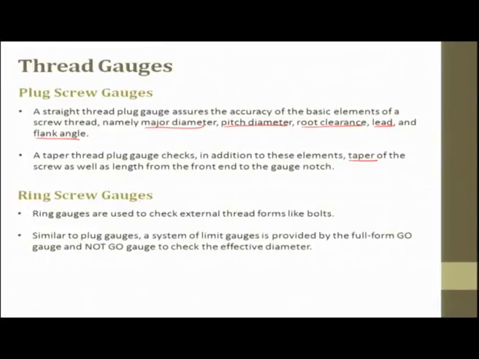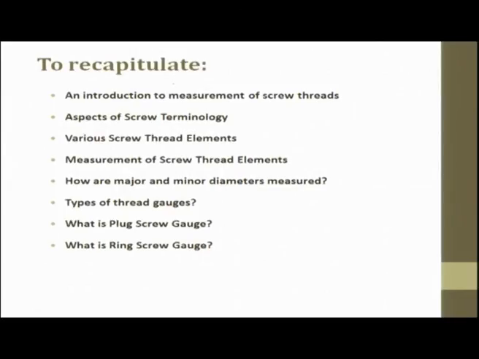The ring screw gauges are used to check the external thread form, like a bolt. Similar to the plug gauge, a system of limit gauges is provided by the full form GO gauge and NOT GO gauge to check the effective diameter. So, we have plug screw gauge as well as ring screw gauge for measuring.